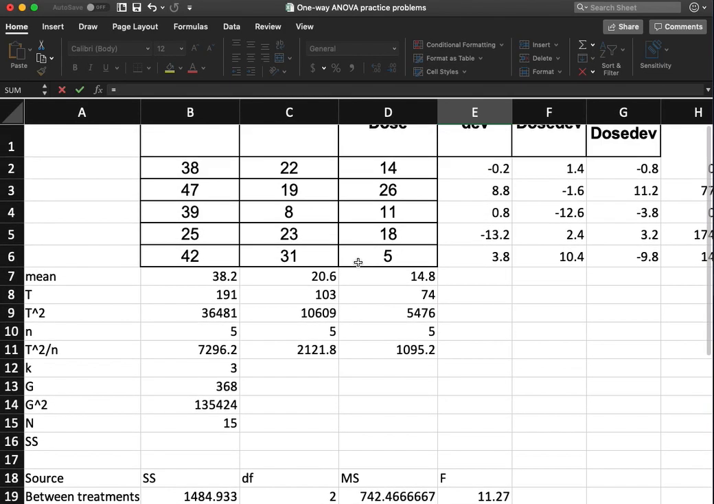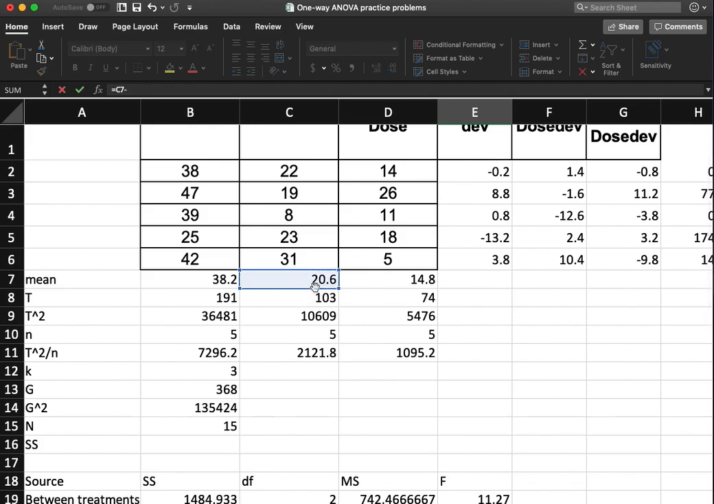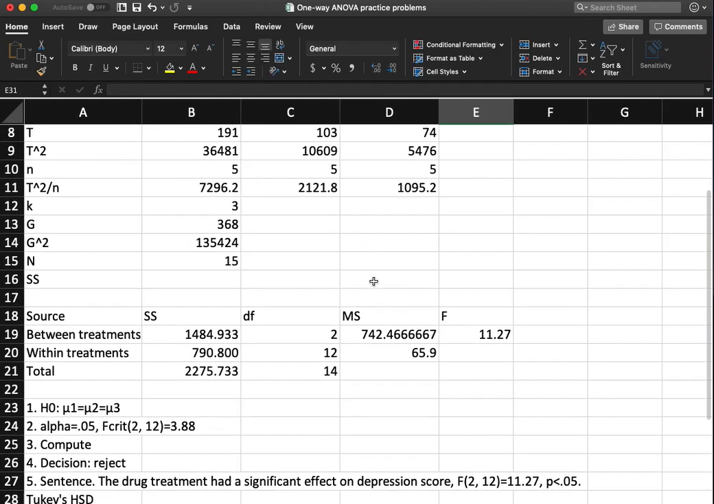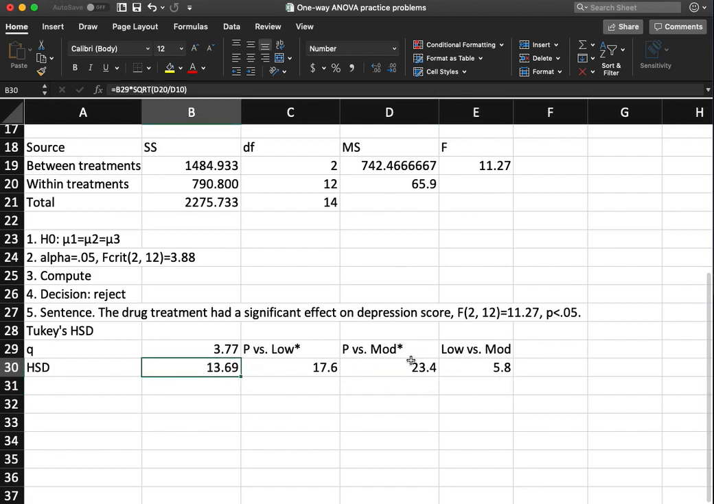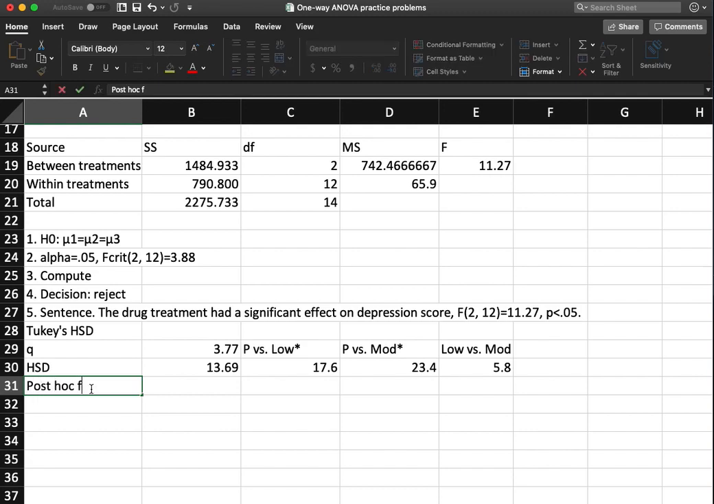So low versus moderate, 20.6 minus 14.8. I don't think that's going to be greater than 13.7. It's not. It's 5.8. So no asterisk for you, buddy. What can we conclude from this? Well, it's time to write another, yes, a second sentence. So we're going to say post hoc testing using Tukey's HSD revealed.